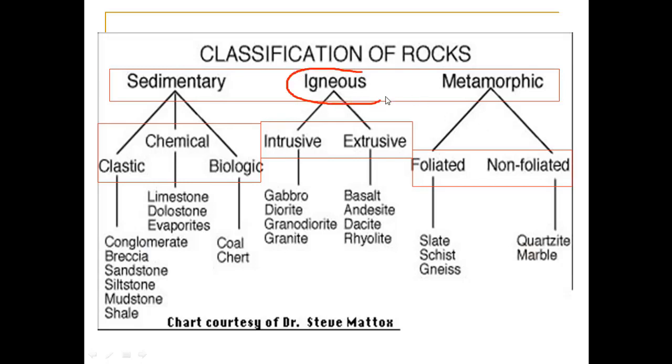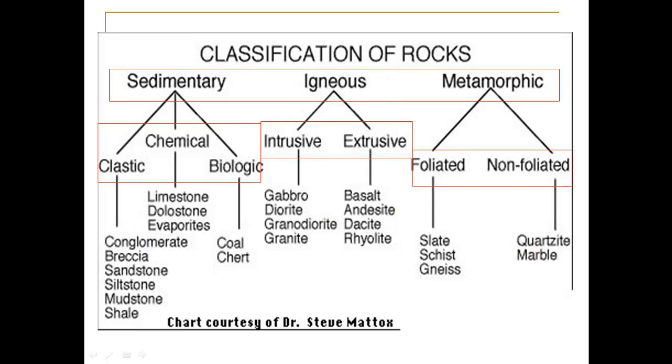Igneous rock is the first type of rock that is formed due to the solidification of magma on the earth crust or inside the earth. There are two ways they solidify, either intrusive or extrusive. Now we'll see the examples of intrusive igneous rock: gabbro, diorite, and granite. And extrusive rocks are basalt, andesite, dacite, and rhyolite. These are different examples of intrusive and extrusive igneous rock.